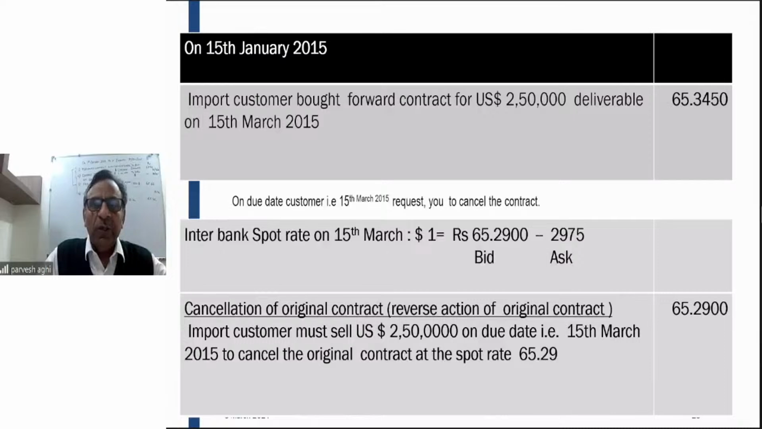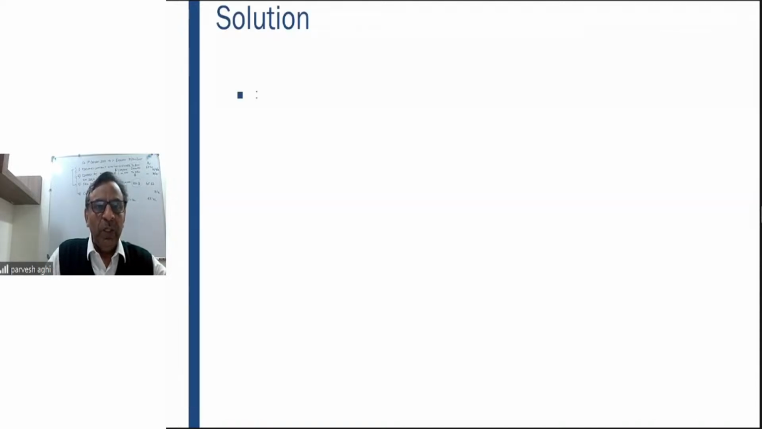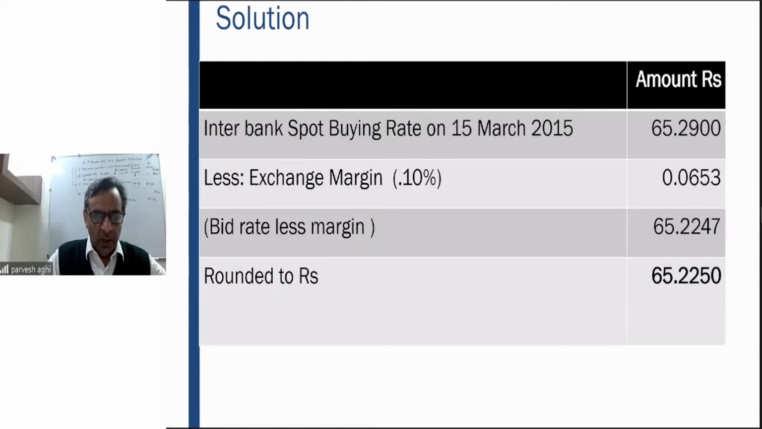First he entered into a forward contract to buy the dollars, now he's selling the dollars. Now we know that these are interbank rates, which is 65.29. The bid rate will become applicable because he's going to sell the dollars. So first we need to convert the interbank rate to merchant rate, which we have already covered in our earlier videos, the whole process, so you can just go through it again. The interbank spot buying rate is 65.29 on 15th of March. So the bank is going to reduce the exchange margin, which is 0.10% of 65.29, which comes to 0.0653.